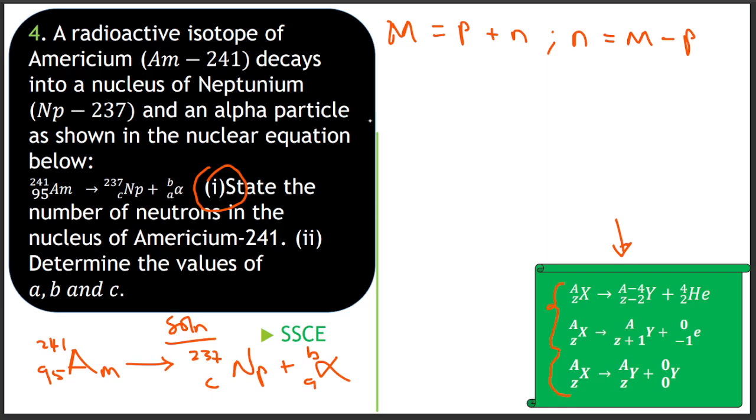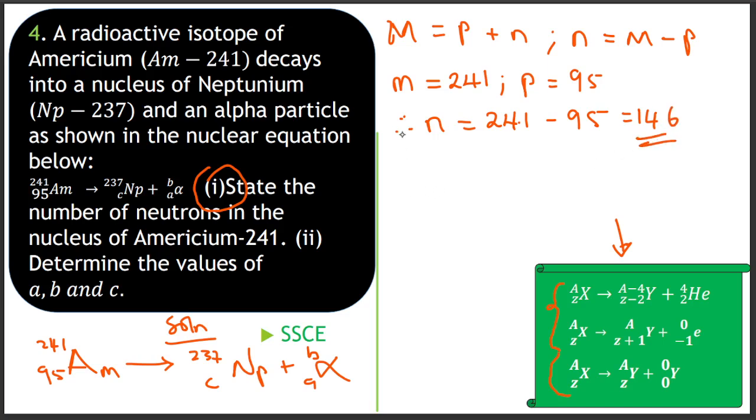Okay, now looking at the nuclide, mass number is the one on top, that's 241, and proton number is the one beneath, that's 95. Therefore, neutron number will be 241 minus 95, and that will give us 146. Okay, so the number of neutrons in the nucleus of this nuclide is 146.